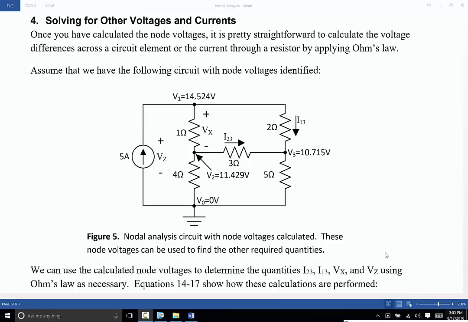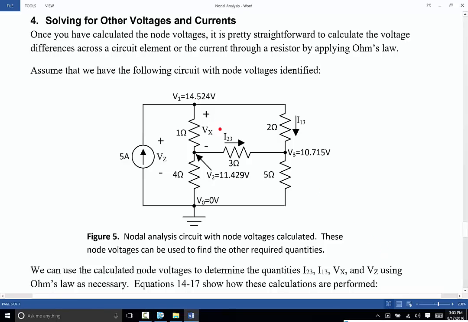We've done quite a lot of work to this point. We've identified the nodes in a circuit. We've written Kirchhoff's current law at every unknown node voltage. We've converted those KCL equations using Ohm's law, and then we've grouped similar terms to be able to write them as matrix equations. Then we solved those matrix equations to find what the node voltages were.